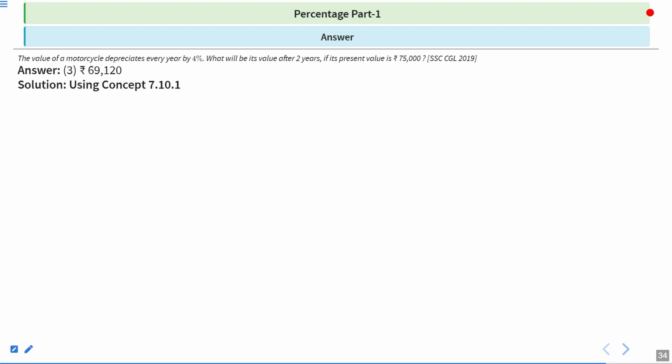Now see the detailed solution. Using concept 7.10.1, the value after 2 years will become 75,000 multiplying by 96 upon 100 multiplying by 96 upon 100. When we simplify it, we get 69,120 rupees. So that's why third is the correct answer. Next one.